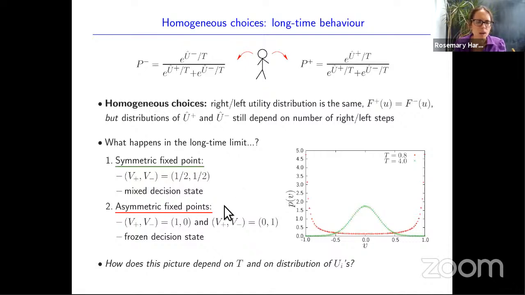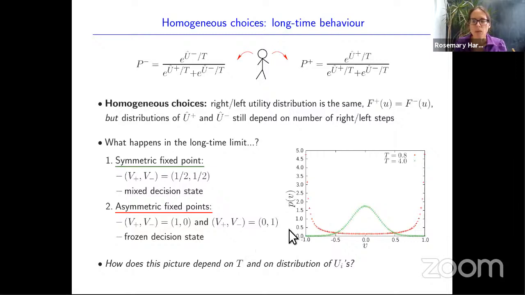On the other hand, perhaps it's possible that somehow early on you have a particularly good experience, let's say for a rightward step, and then you're more likely to go right and you're more likely to have an even better experience. So perhaps you can sort of get sucked into a fixed point where asymptotically you only go right, or of course asymptotically you only go left. And that corresponds to a kind of frozen decision state where you're sort of trapped by habits, you're trapped by your past experience. And indeed we see these things.